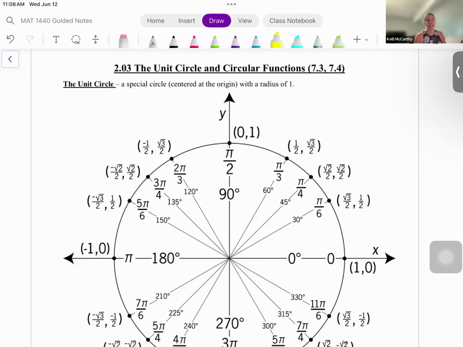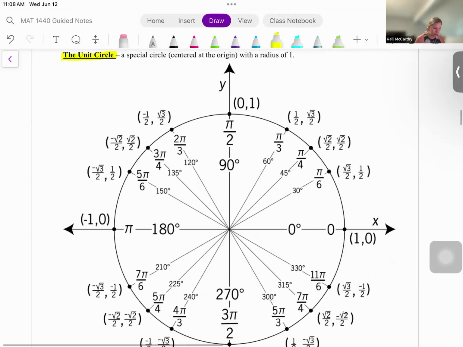In this video, we're going to introduce the unit circle. The unit circle is a special circle that's centered at the origin with a radius of 1. The unit circle is going to be a really handy tool for evaluating trig functions at these main angles. It's going to allow us to evaluate them quickly and exactly without having to use a calculator.